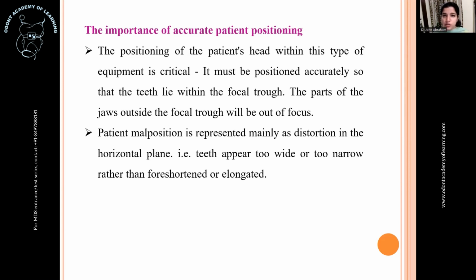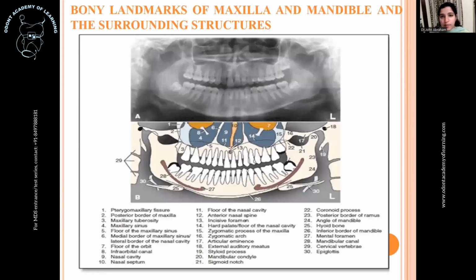We'll come to those errors later, that is, what errors are caused if the patient is not positioned properly. Basically, for our image to be proper and accurate, we position the patient the way we have to. Okay, so what are the bony landmarks? What are the areas that we can visualize in a panoramic radiograph?